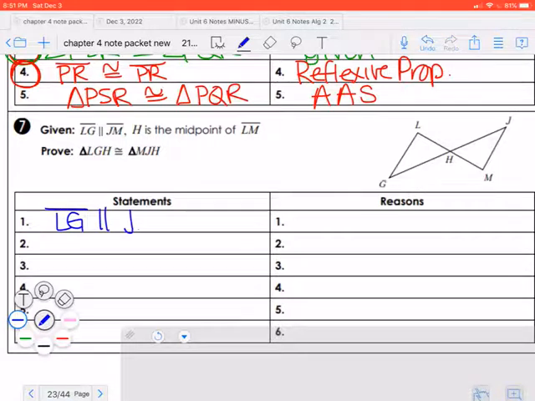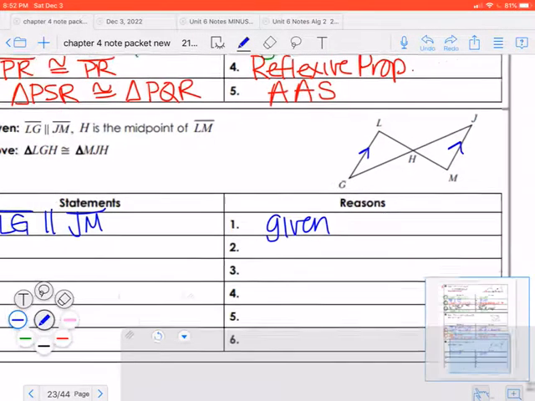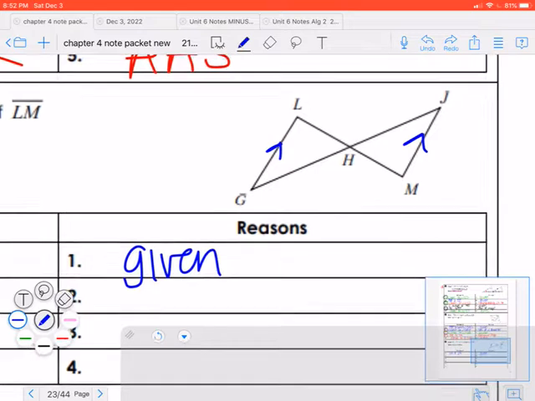LG is parallel to JM. Okay, so just because they said parallel, I've got it in my brain now. So I'm going to be looking for either alternate interiors or corresponding. Let's write that it's given. And let's come over to our diagram and mark those. Let's just, without moving on to the next given, find what angles we're able to say from that.